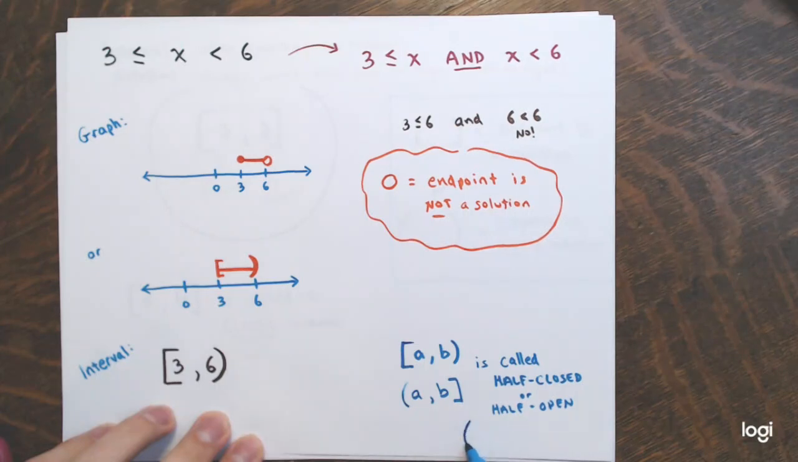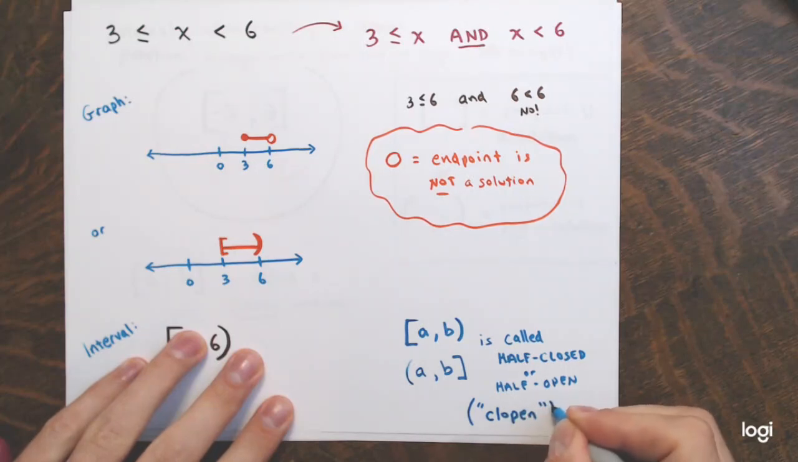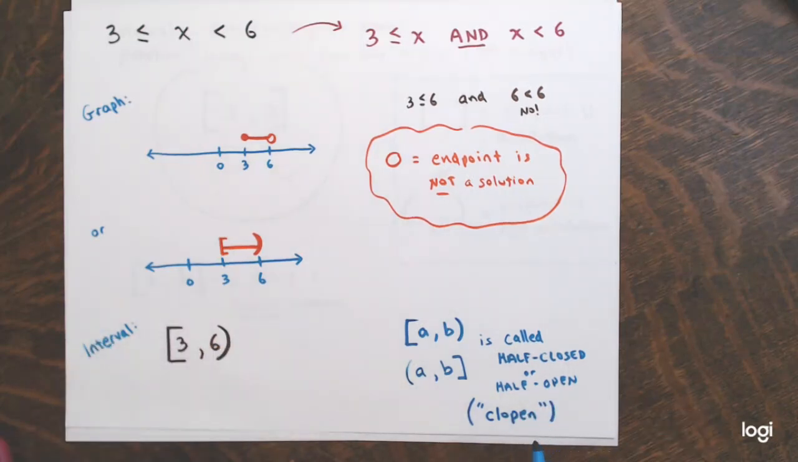And in some books you might even see this called clopen. It's kind of funny. It's just a mixture of closed and open. But most texts that you're going to see in intermediate algebra, beginning algebra, we'll call these things half closed or half open. Right, so what I have here is a half closed or half open interval.